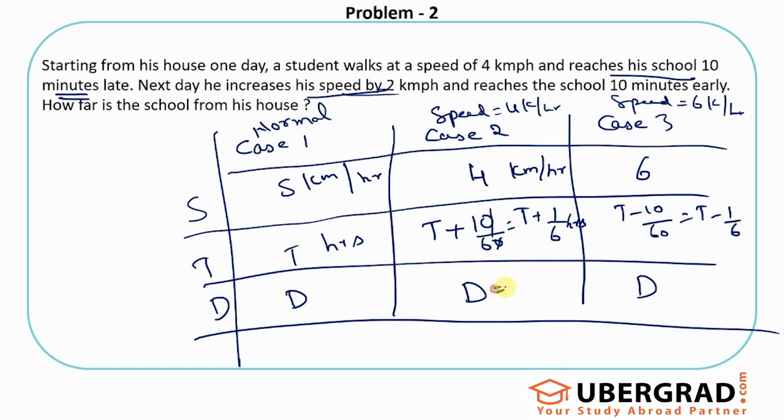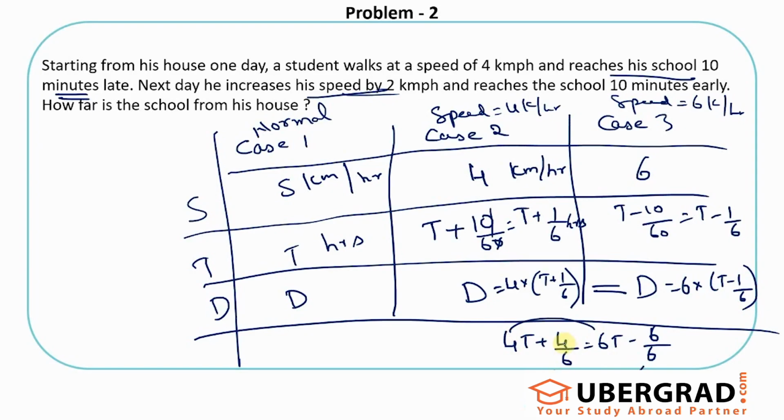So what is this? Distance is speed into time: 4 into t plus 1 by 6. And this distance is 6 into t minus 1 by 6. So I just have to equate because it's the same distance, right? 4t plus 4 by 6 is equal to 6t minus 6 by 6, when I know it's 1, but let's keep that as it is.